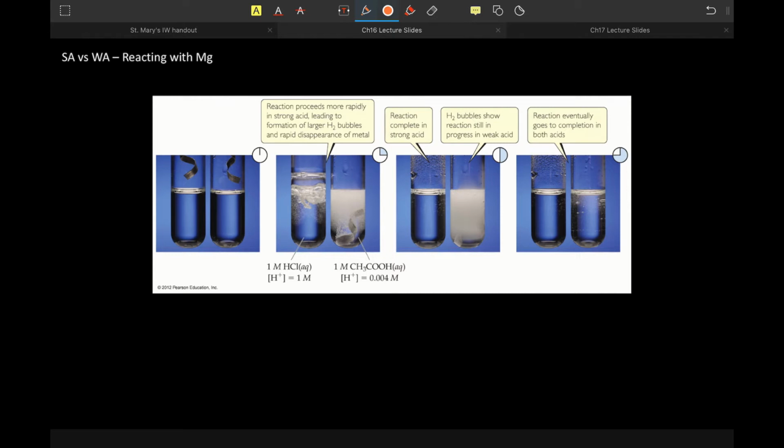Hello AP Chemistry and welcome to 16.6 Weak Acids Part 2, picking up with the concept of comparing strong acids versus weak acids in this figure from your book.